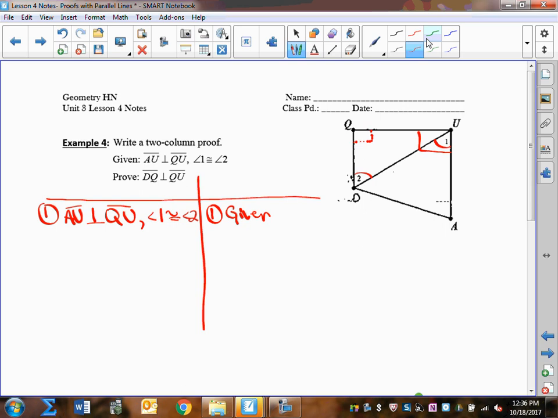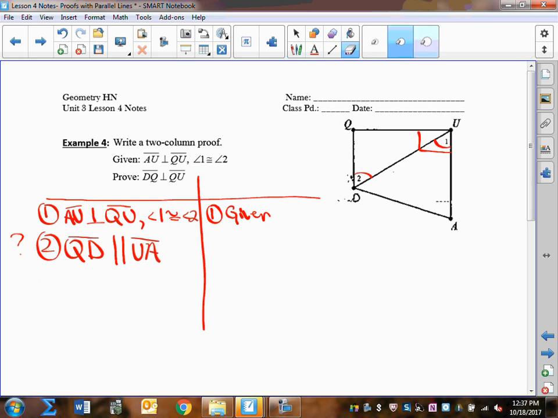Discuss with your shoulder partner if you agree, and if so, why? Do you agree, and why? Alright, let's see what we think. First of all, raise your hand if you agree. Raise your hand if you think that's a crazy outlandish statement. Alright, QD is indeed parallel to UA.